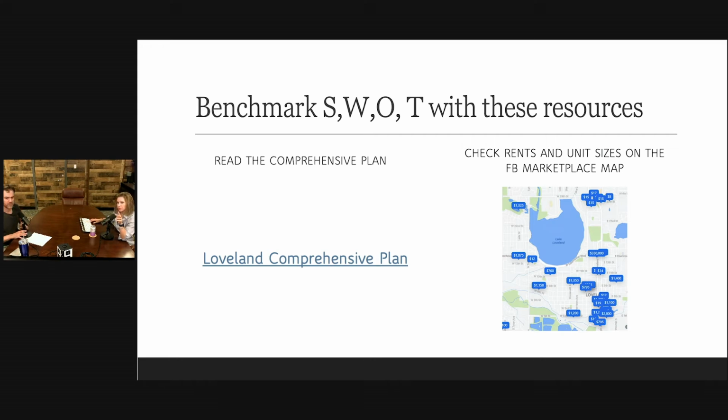So those are two different resources that I would suggest to check some of the opportunities that are particular to this property. Opportunities being what's happening in the area of that location, and then what your rent potential is.